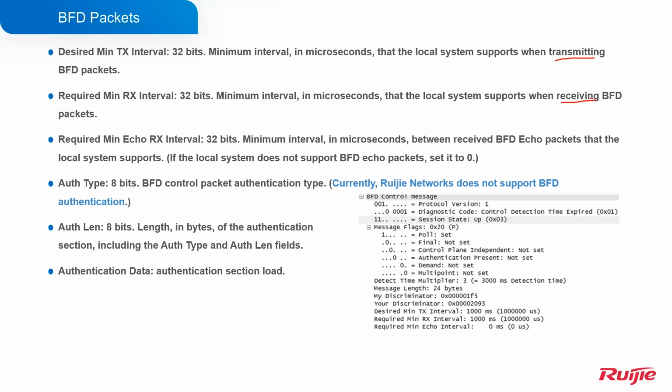Next are some fields related to authentication. First is the authentication type, the BFD control packet authentication type. Currently Ruijie Networks does not support BFD authentication. Auth Length, 8 bits, is the length of the authentication section, including the auth type and auth length fields. And the next field is authentication data. It's the authentication section load, some parameters used to authenticate. Here are some fields in the BFD packet. You can use a capture tool to capture some packets and check the fields inside, as you can see in this figure.